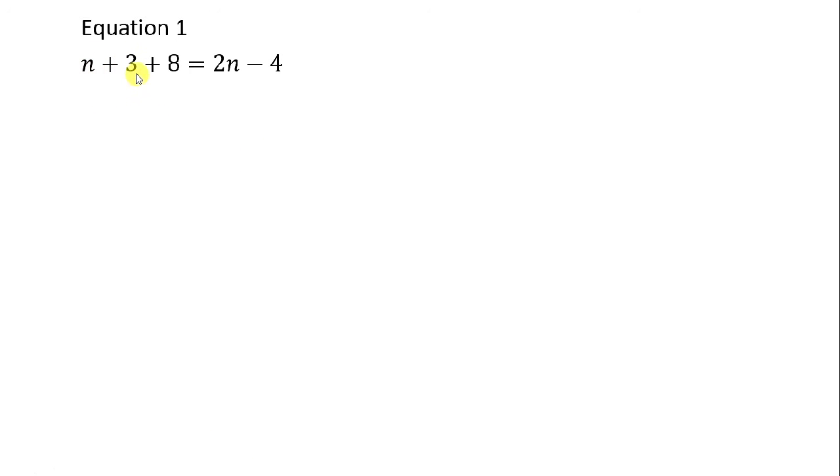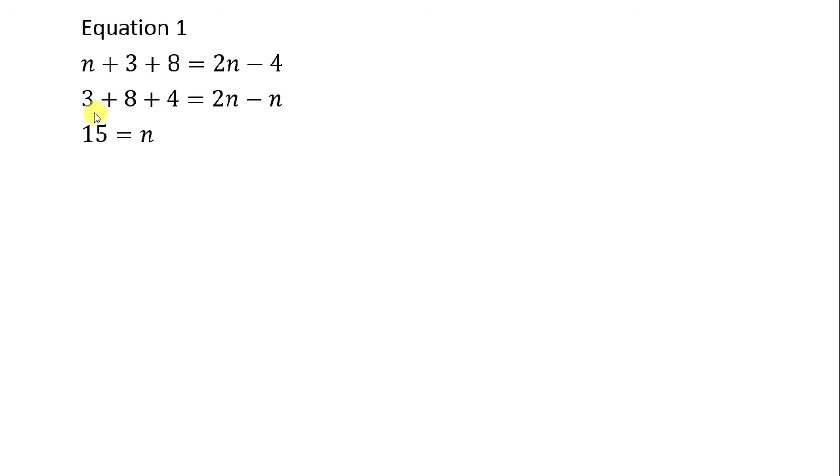So we have n plus 3 plus 8 is equal to 2n minus 4. We'll group the like terms together. If you transpose this negative 4 to the left side, it will become a positive. Transpose the positive n from the left side to the right, it will become a negative.